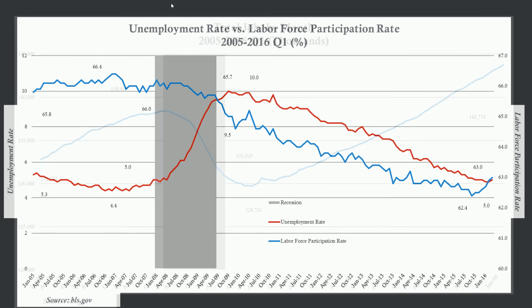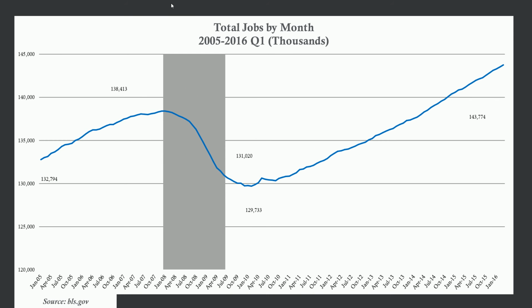Key thing there. Total jobs by month. This is from the BLS.gov as well. This is showing you how many jobs total in America there were during these time frames. Now, the only thing here that's important is during the recession, you can see the jobs dropped from roughly 137 million down to about 129 million. And then, of course, it's steadily increasing again. All this data is from BLS.gov.